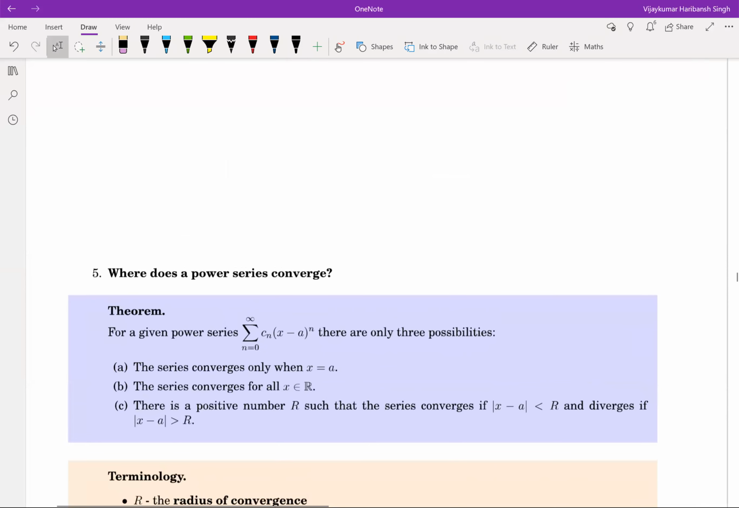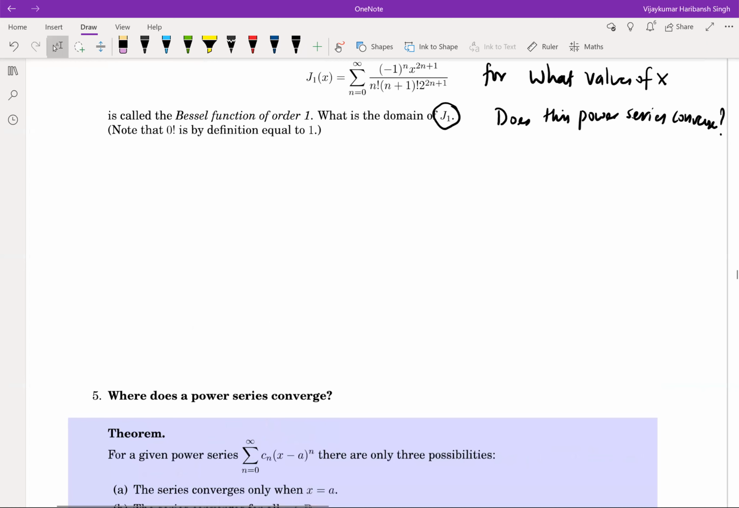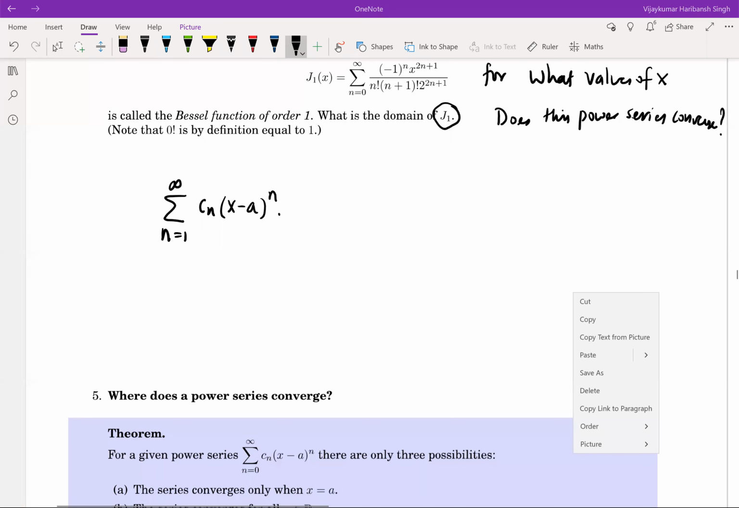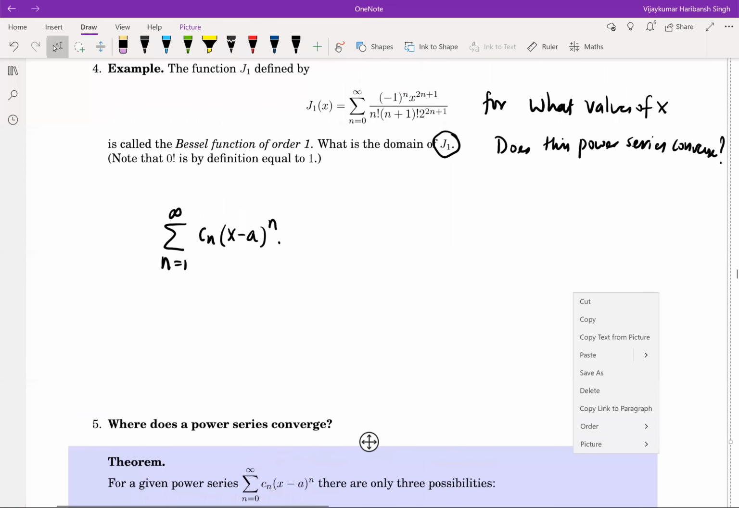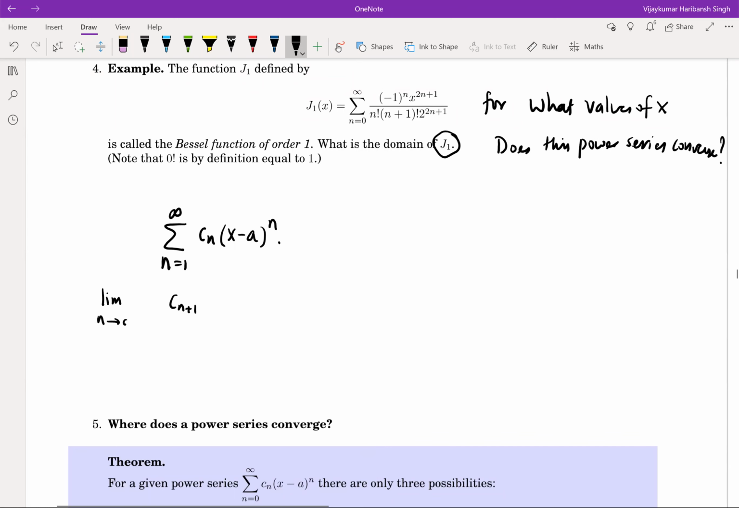So let's look at the following. Suppose you're given a power series, summation n equals 1 to infinity, say Cn (x minus a) to the power n. Now let's apply a ratio test on this. If you apply a ratio test, what do you get? You will get the limit as n goes to infinity of, the n plus 1 term is going to be Cn plus 1 (x minus a) to the power n plus 1, divided by Cn (x minus a) to the power n, and you're taking the absolute value of this.